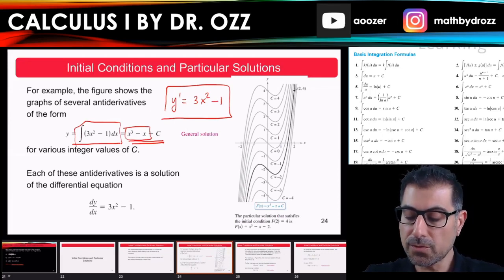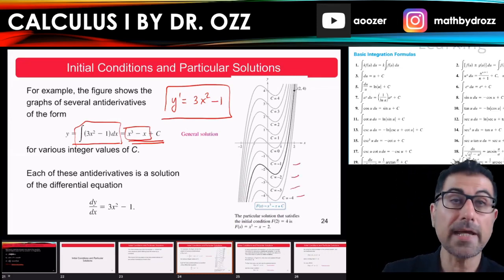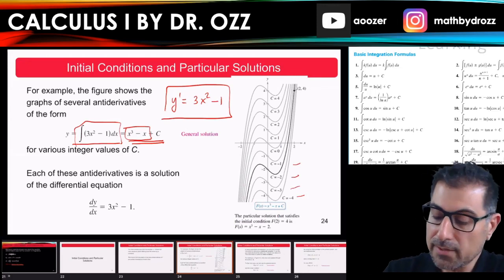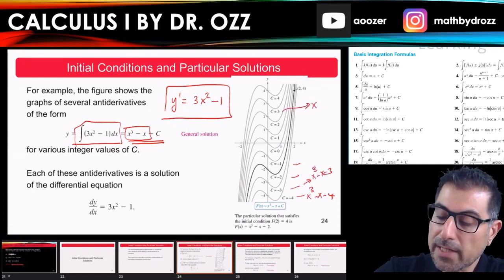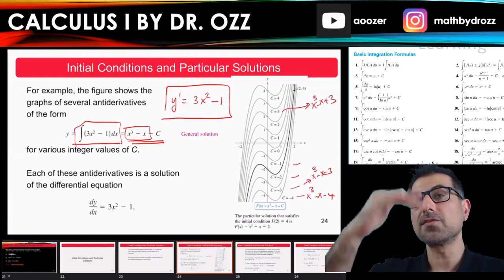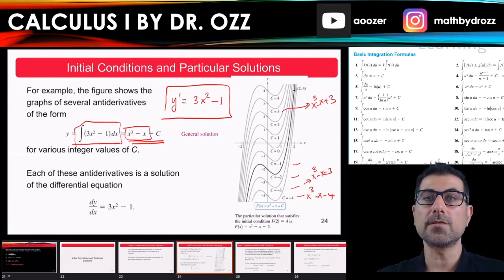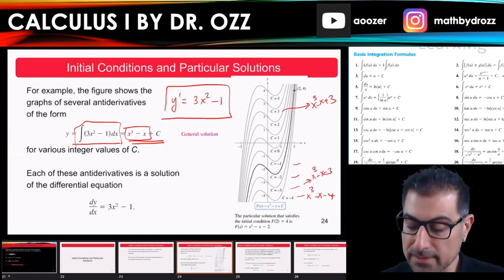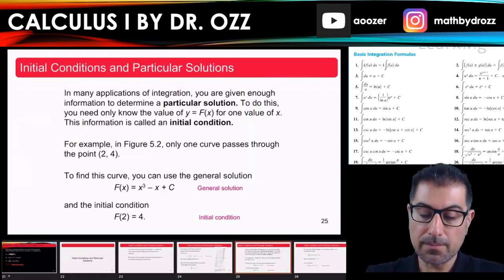Well, if you assign different values to c and graph x cubed minus x, in this case x cubed minus x minus 4, in this case x cubed minus x minus 3, in this case x cubed minus x plus 3, you will see that the graphs are shifted, or they are translations of each other along the y-axis. So this observation is important.